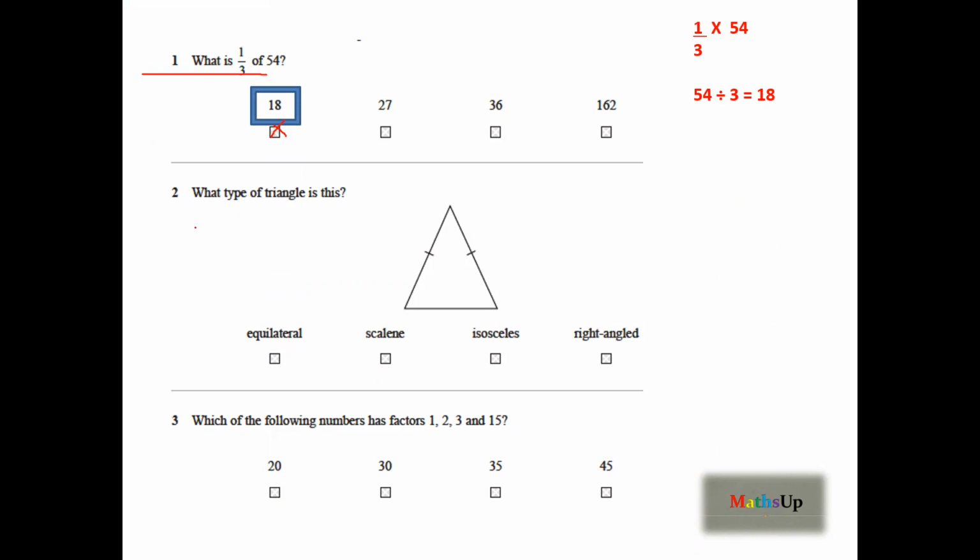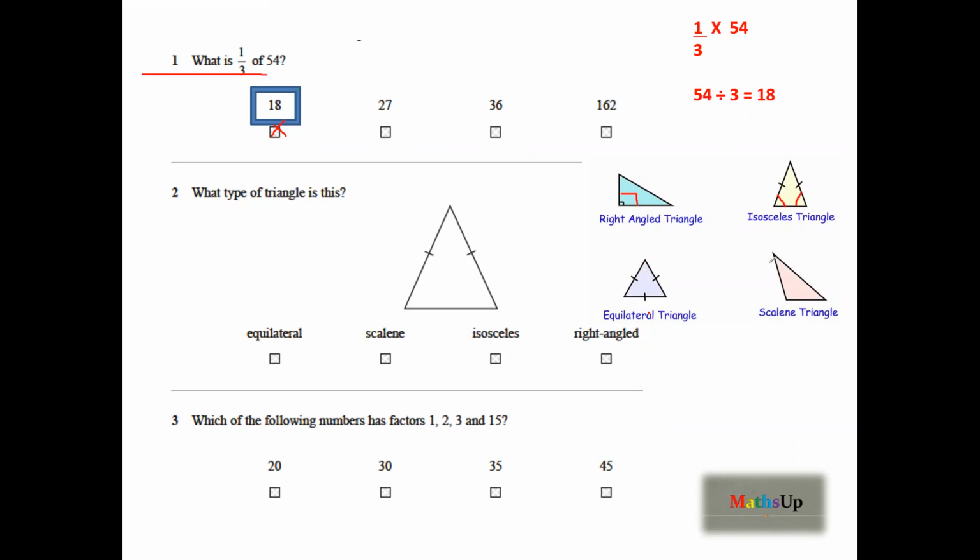The second question, what type of triangle is this? These are the 4 types of triangles you know. The first one is the right angle triangle. In a right angle triangle, one angle is a right angle. And the second type of triangle is the isosceles triangle. In an isosceles triangle, 2 sides are equal and also 2 angles are equal.